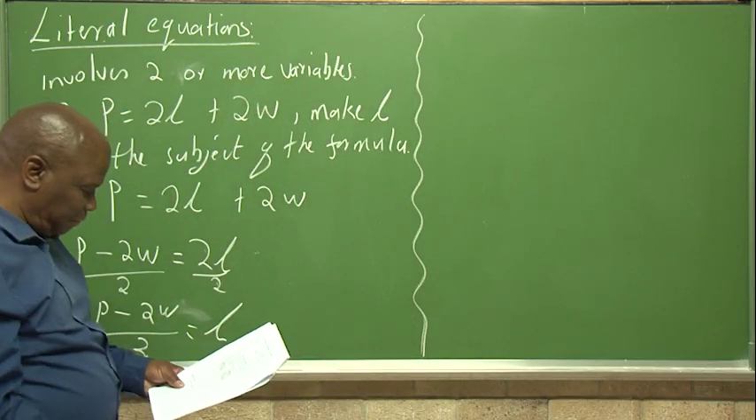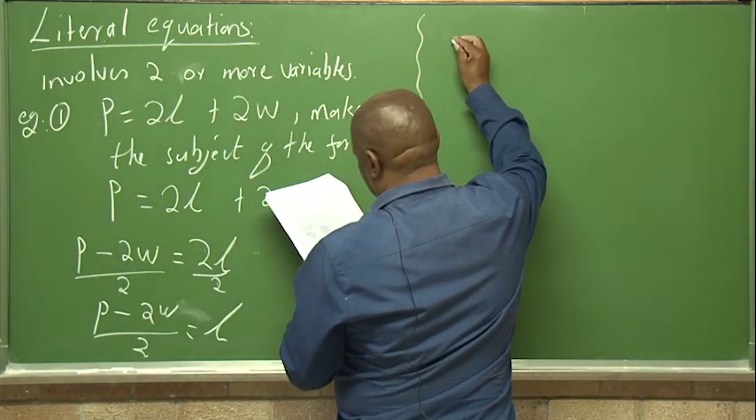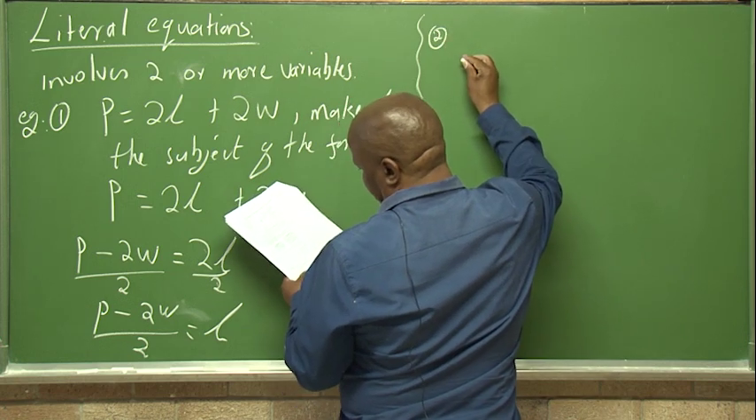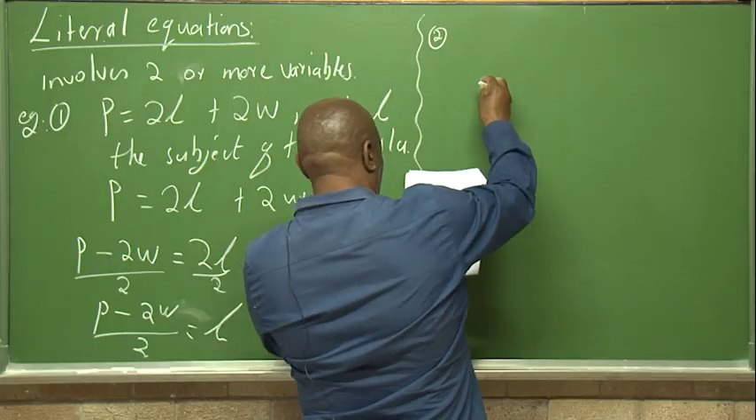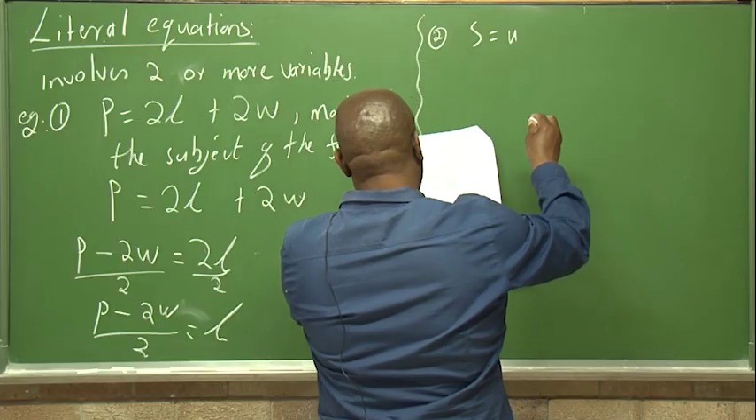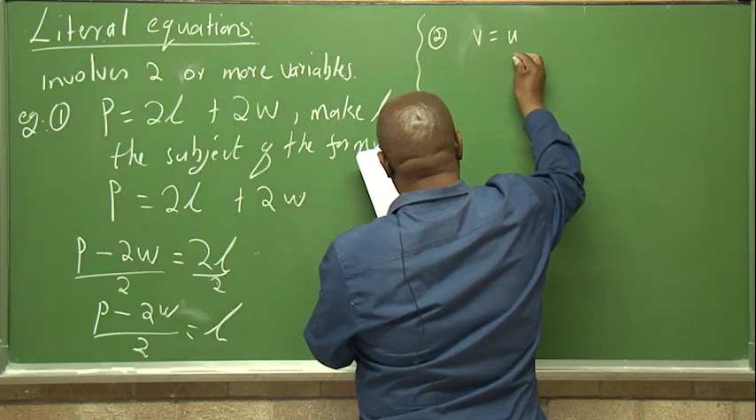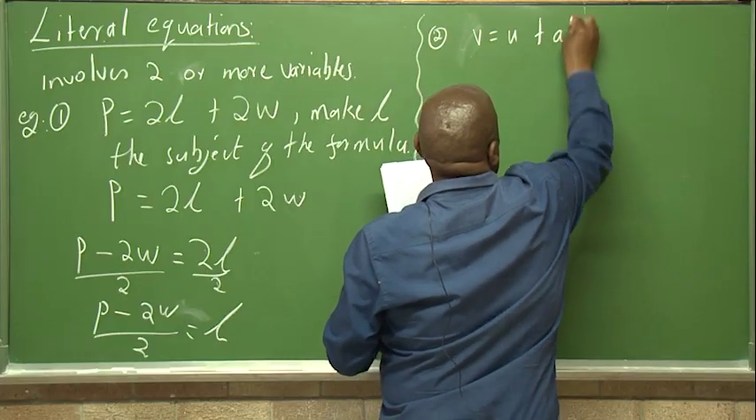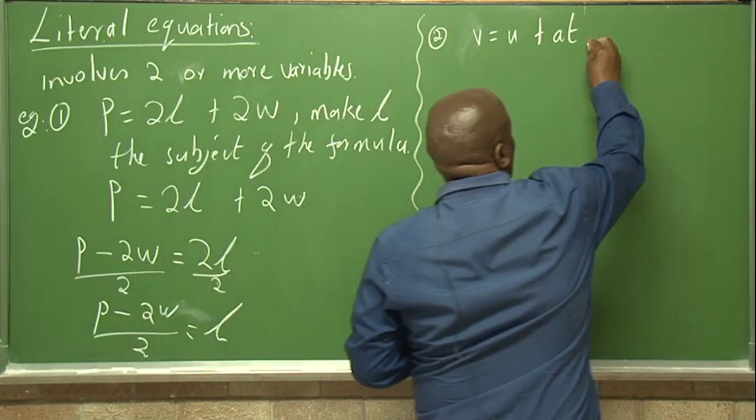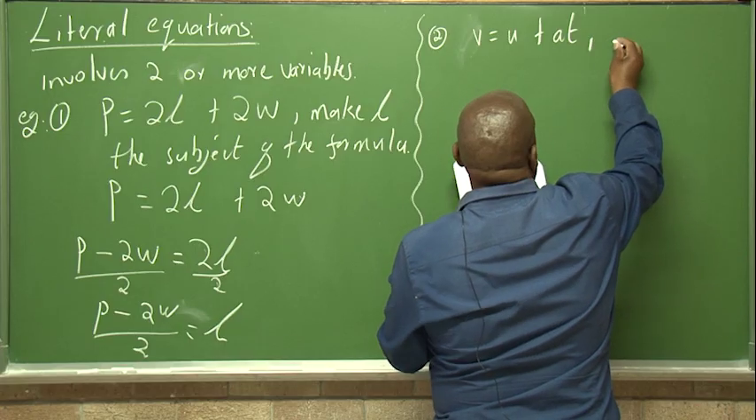Example number 2. You've got the equation V is equals to U plus AT. Then what is it that we want to make the subject of the formula? Determine, make A the subject of the formula.